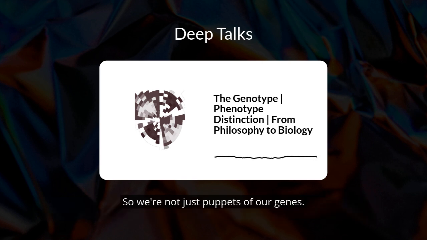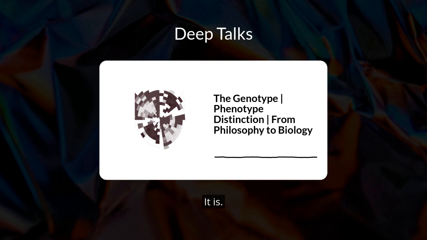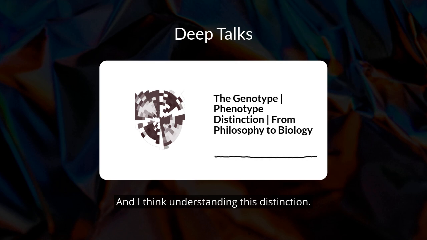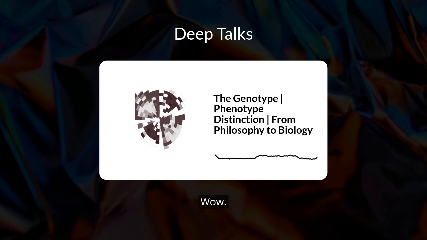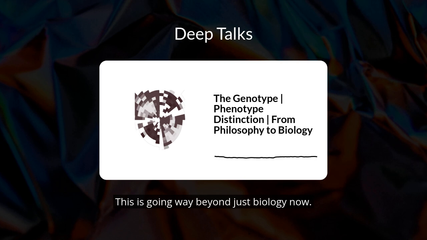So we're not just puppets of our genes. No, we have agency. We can make choices. That's a huge idea. It is. And I think understanding this distinction gives us power. The power to make informed decisions about our health and our lives, about the world we want to create. Wow. This is going way beyond just biology now. It is. It's about what it means to be human.